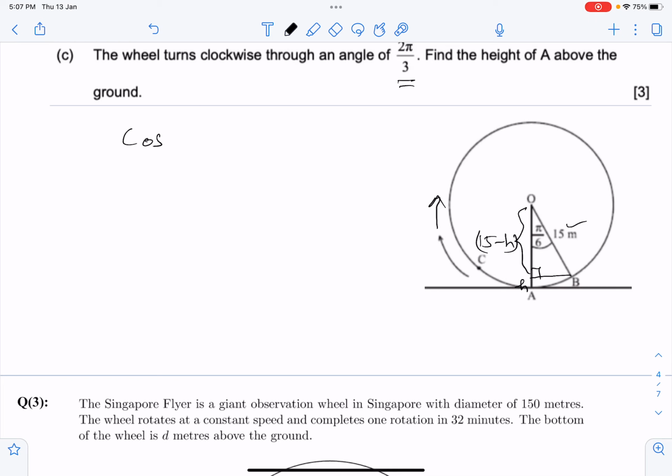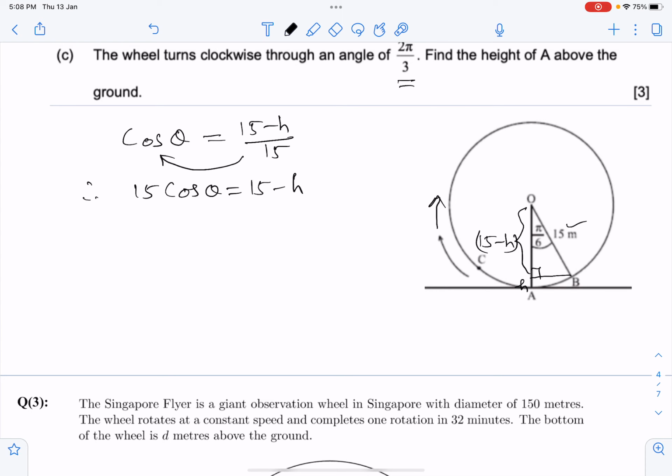But let us take theta for now. The cos of theta is given by adjacent over hypotenuse. So 15 minus h divided by 15. Therefore 15 cos theta is equal to 15 minus h. So now I will bring h here and take 15 cos theta there. So h is equal to 15 minus 15 cos theta.